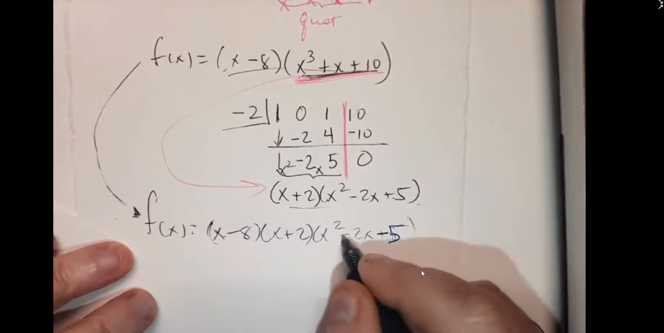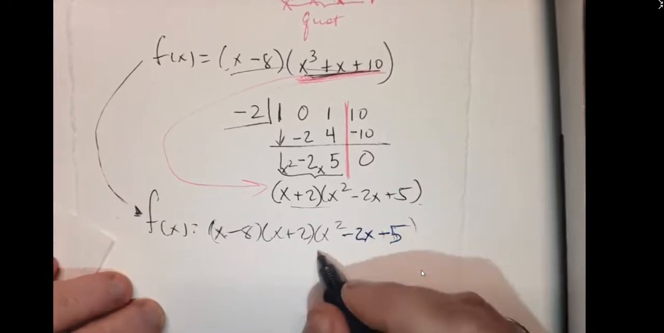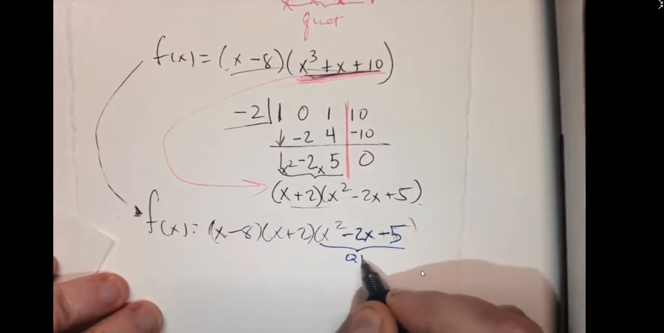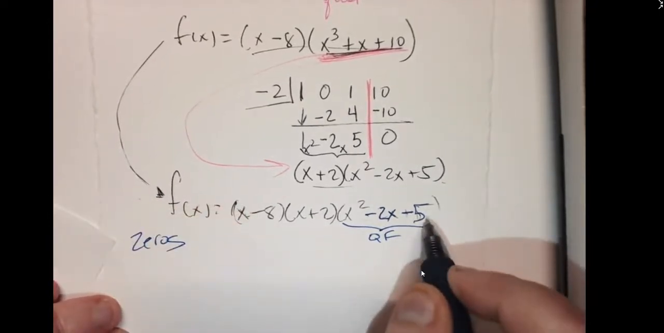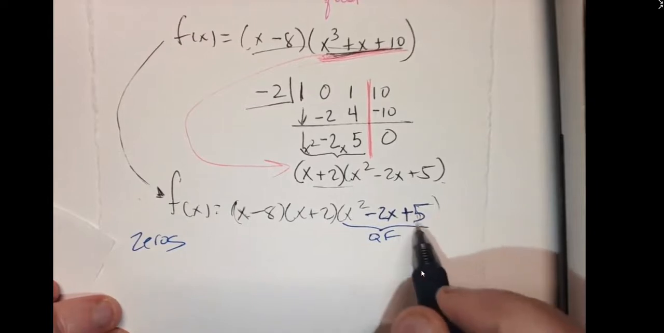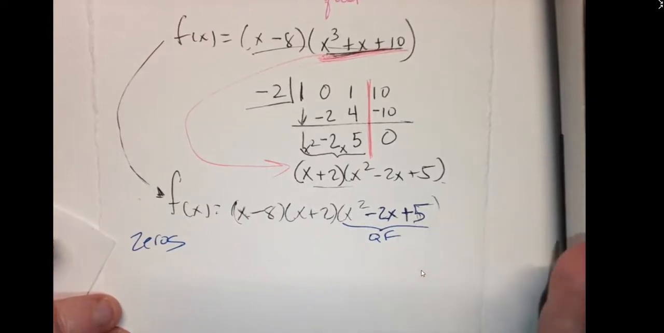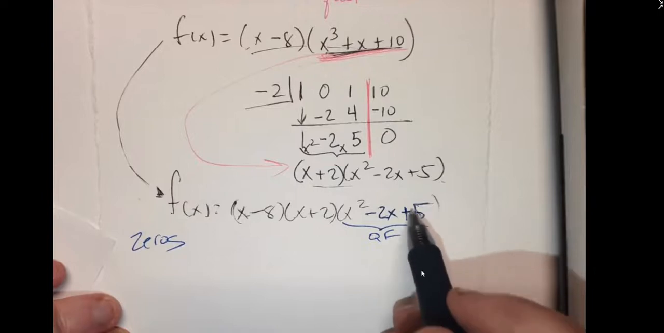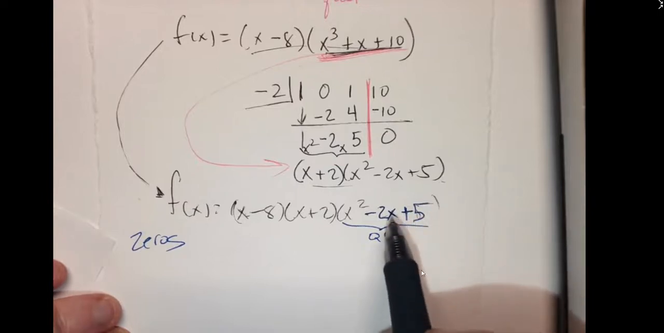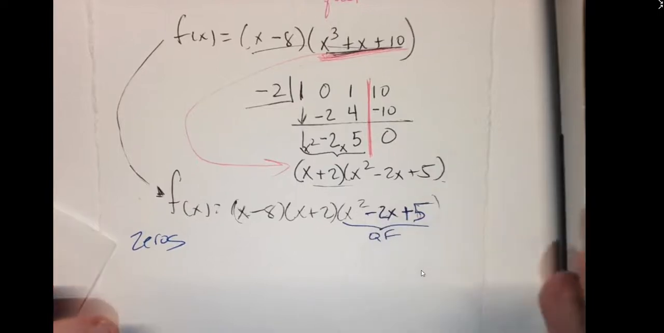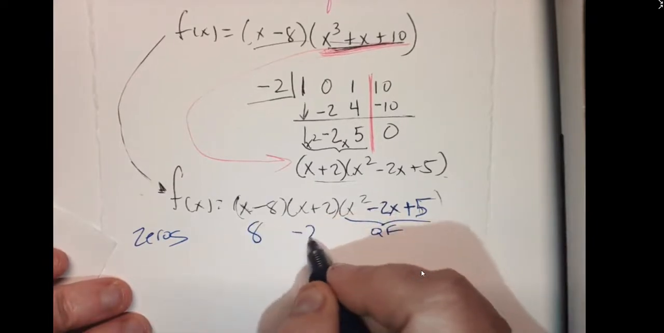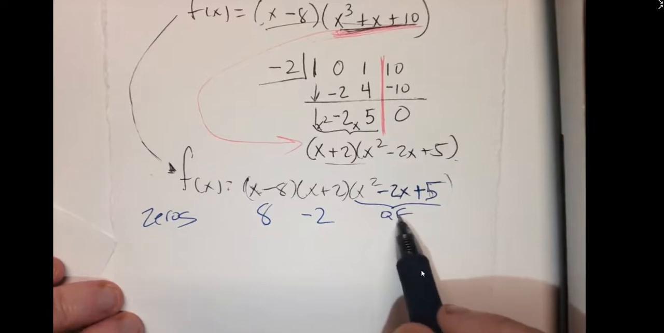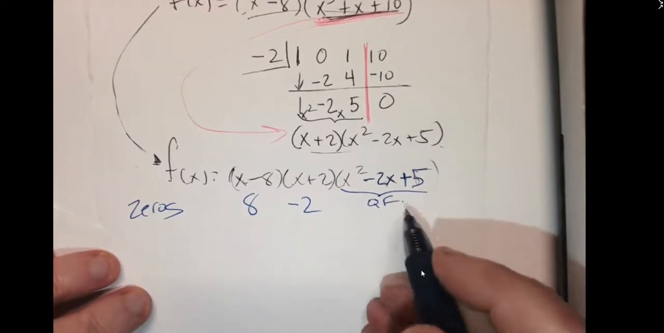Okay. Now this, I'm going to need to use the quadratic formula to find out what the zeros are, because that doesn't factor easily at all just by looking at it. I can't find two numbers to multiply together to give me 5 and at the same time add up to give me -2. So when it's in this form, I can see 8 is a 0, -2 is a 0, and I'm going to get the other two zeros by using the quadratic formula on this.